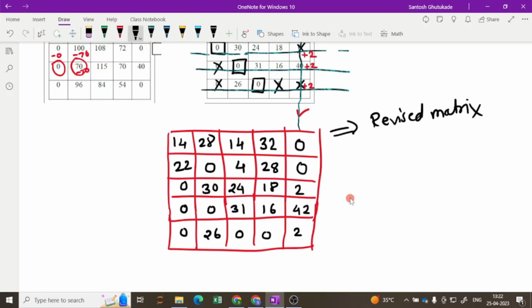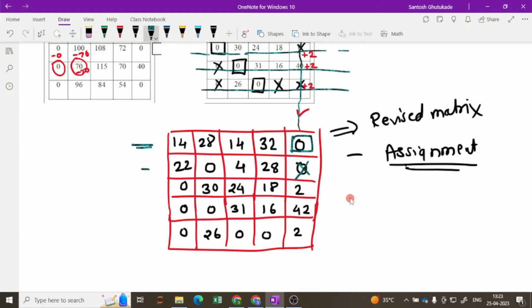Now in the revised matrix, again we have to make the assignment. We have to repeat the procedure of making the assignment. So in the first row, there is one 0, so we will give the assignment here, and we will cross other zeros in that row and in that column. So I have crossed in that column.